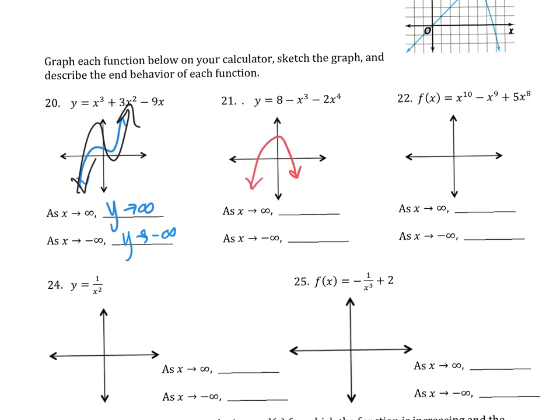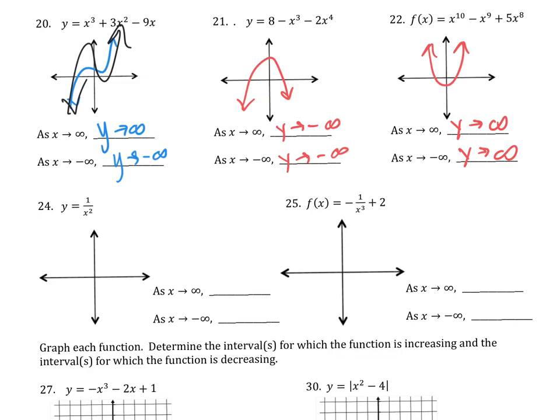Yes. Okay. As x goes to infinity, where's that y going? Negative infinity. What about as x approaches negative infinity? Same thing. Y is going to negative infinity. Mr. Richards. Okay. Ooh. 1 over x squared, correct me if I'm wrong, is your graph looking something like this?